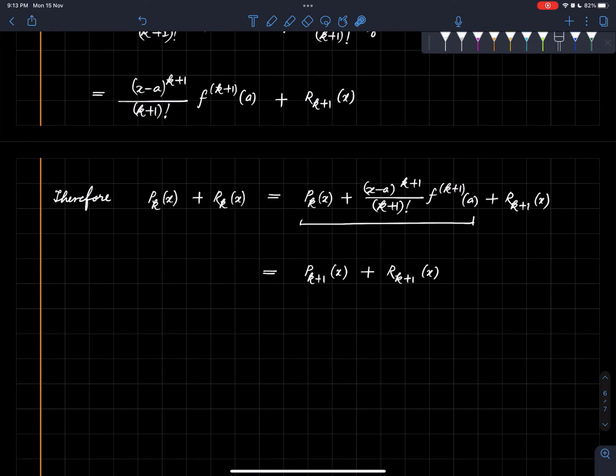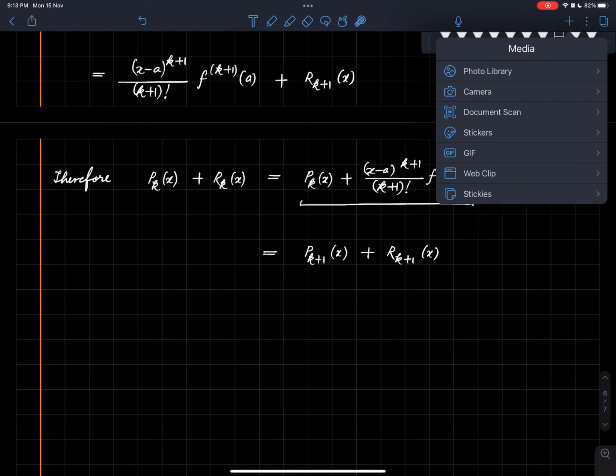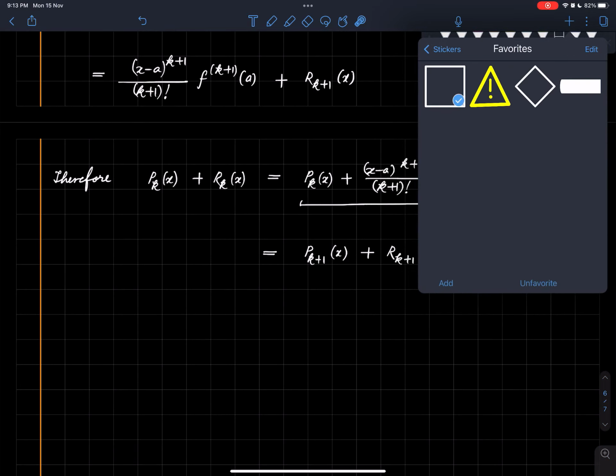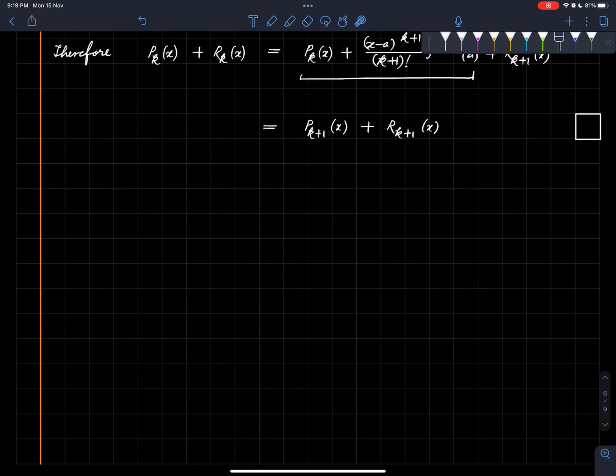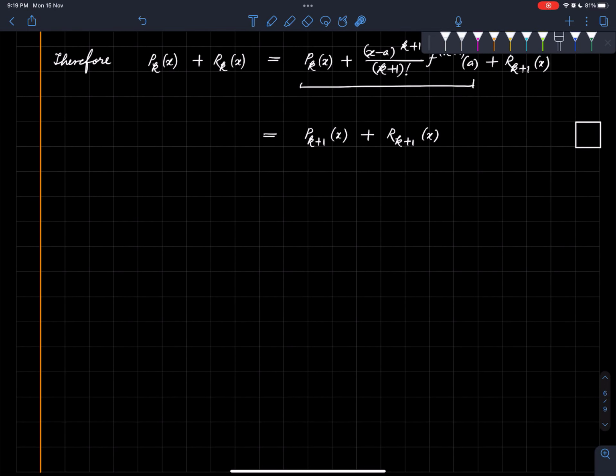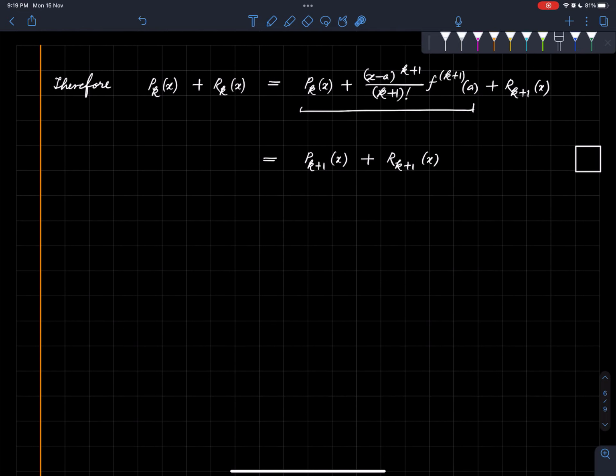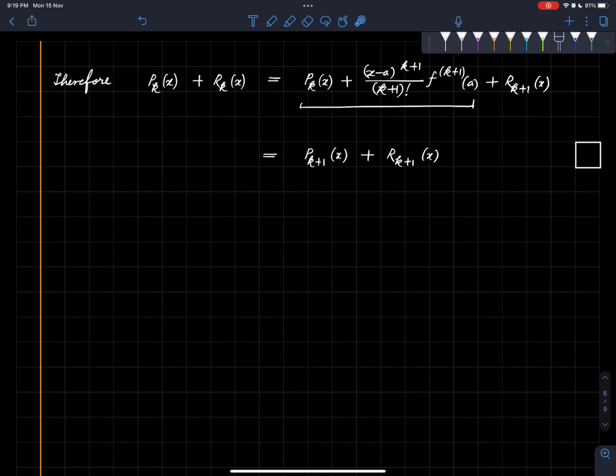Alright, so we have proven Taylor's theorem now. This induction is complete. So this proves Taylor's theorem. This is just one form of Taylor's theorem. Next time we will look at another form of Taylor's theorem, which we will deduce using this form. So with that, I want to end this lecture.